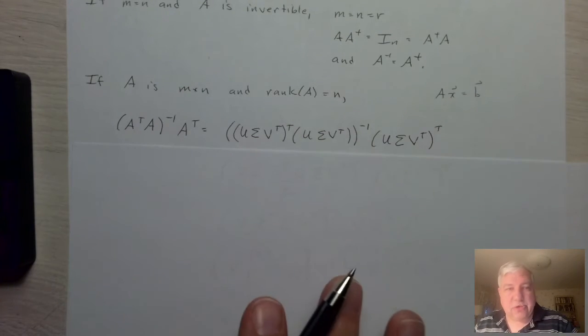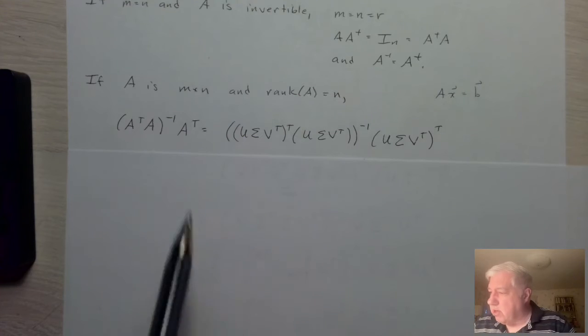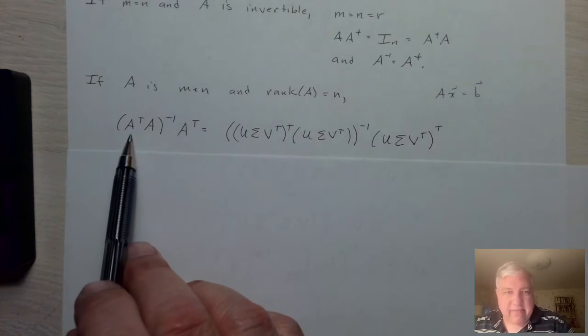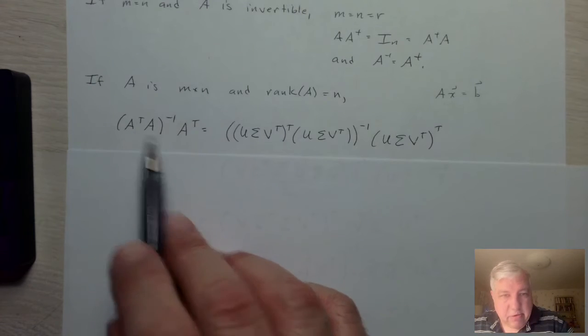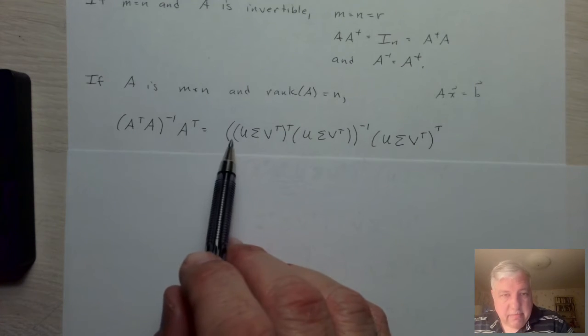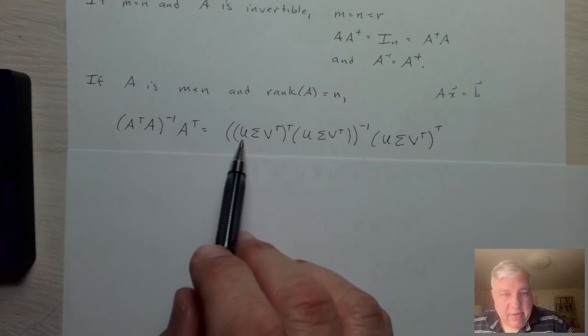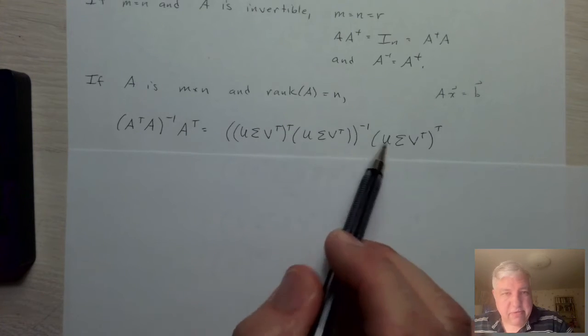Okay, so what is this? If we use the singular value decomposition of A, we can replace A here with U sigma V transpose, and we get this.